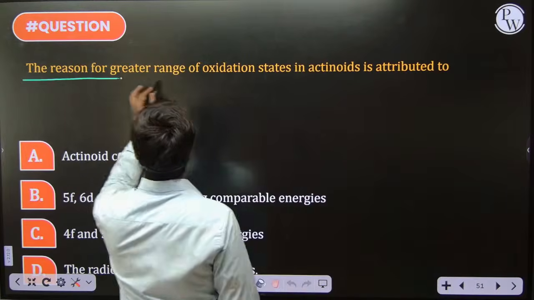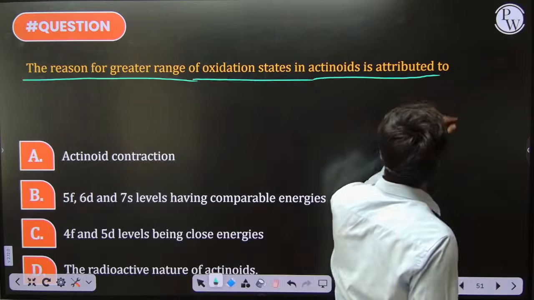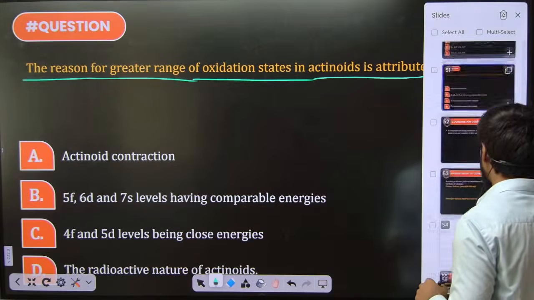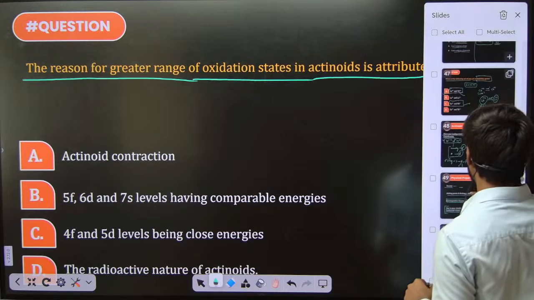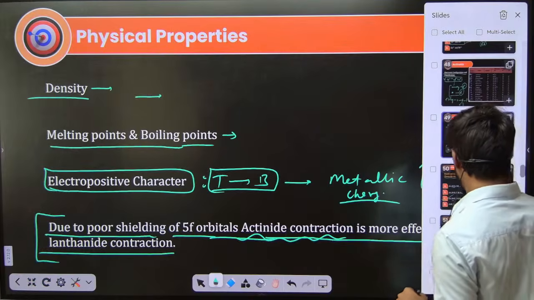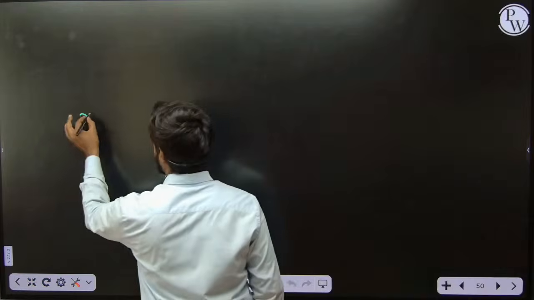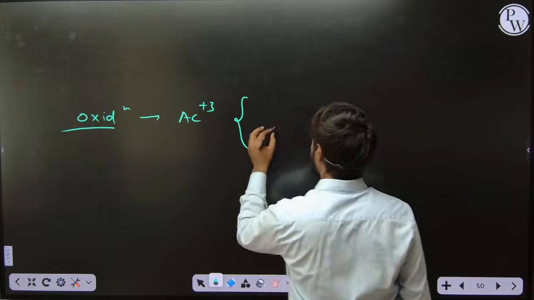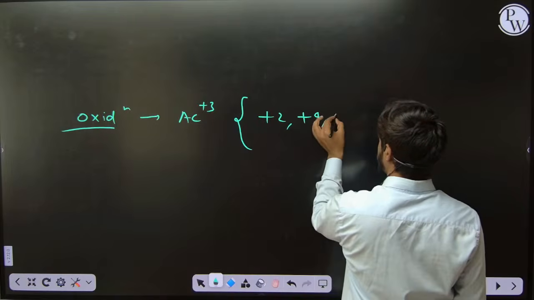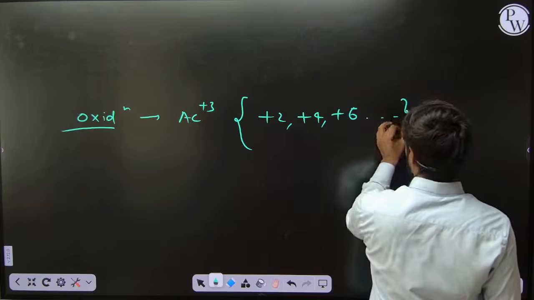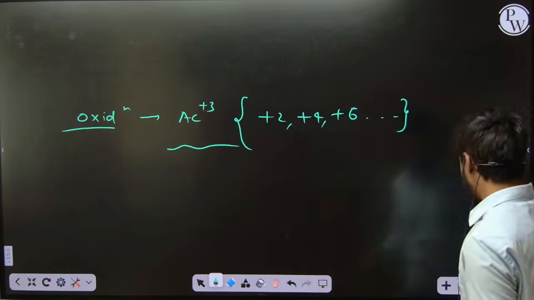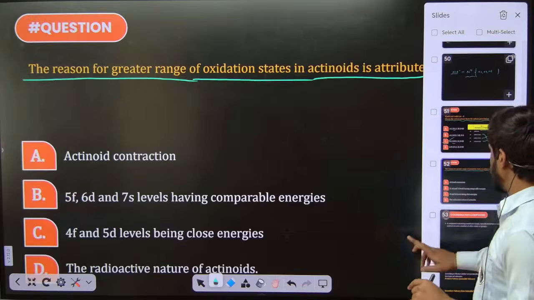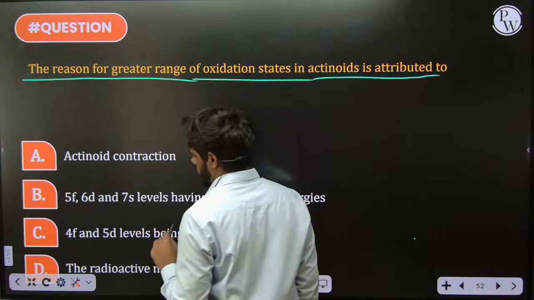The reason for the greater range of oxidation states in the actinides is attributed to what? Actinides show +3, along with that they can show +2, +4, +5, +6. Lanthanides mostly show the +3 oxidation state. So what is the reason for that?